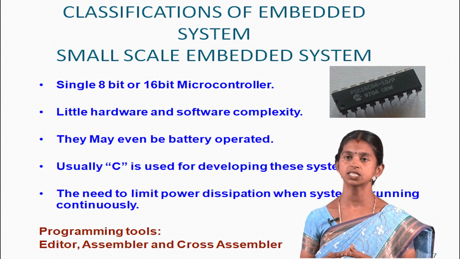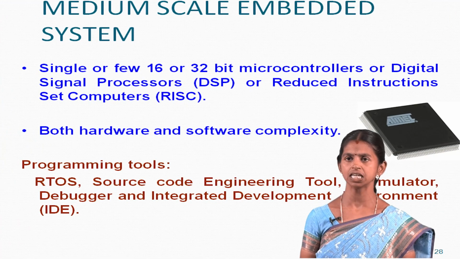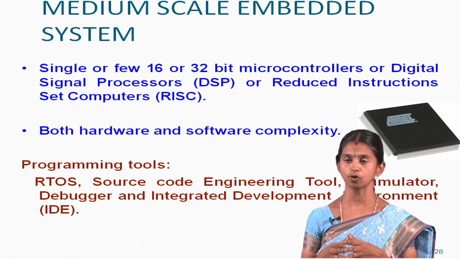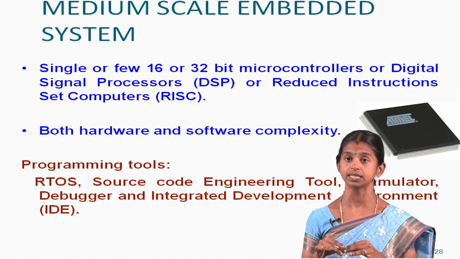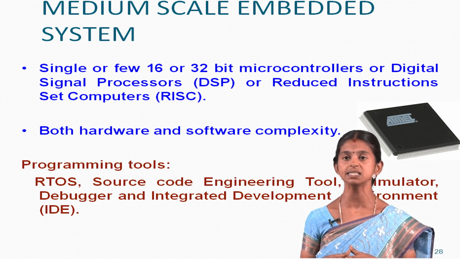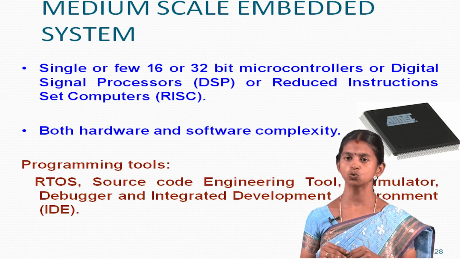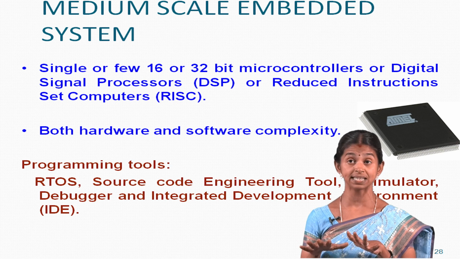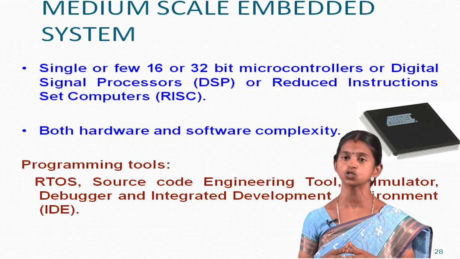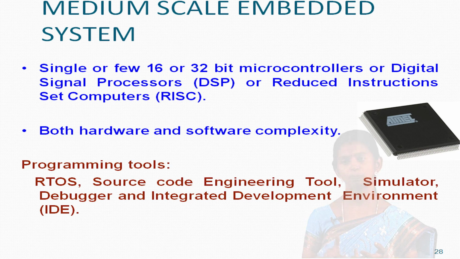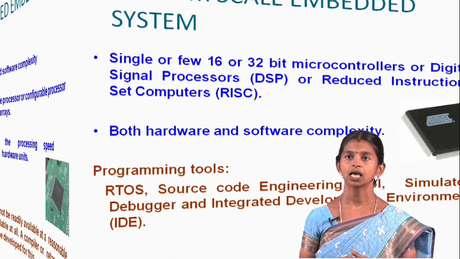Medium scale embedded system. A single or a few 16 or 32-bit microcontrollers, digital signal processors or reduced instruction set computers are used for this purpose. Both hardware and software complexity. Programming tools. The programming tools used in medium scale embedded systems are RTOS, source code engineering tool, simulator, debugger and IDE, which can be defined as integrated development environment.